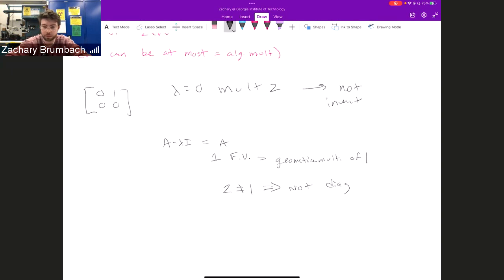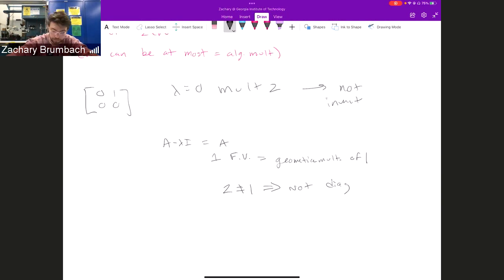You just essentially have to check when you do A minus lambda I, count the free variables. If it is equal to the algebraic multiplicity you have for all of your lambda, if that is always equal, then it's diagonalizable, period, okay? If this had 2 free variables, it would be diagonalizable.